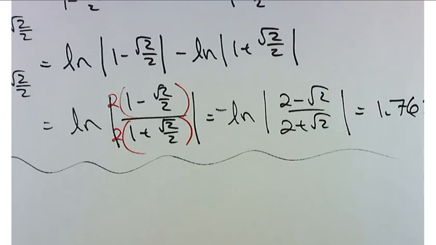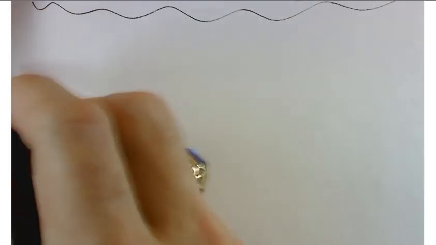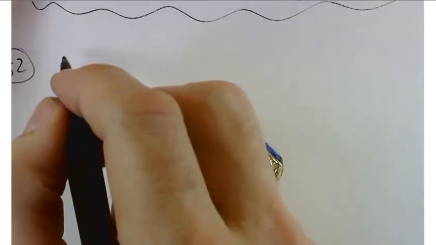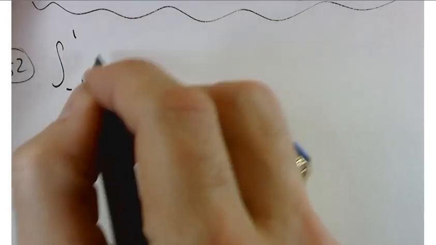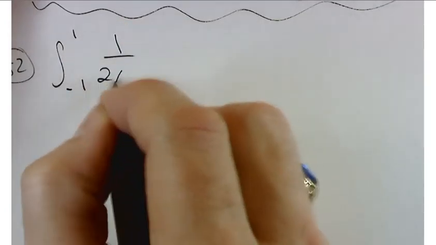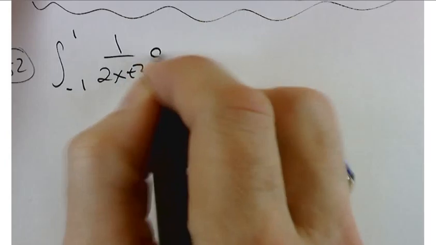Okay, I think we're done with that one. So let's take a look at problem 52. Maybe you should do problem 52. Just double check yourself on something. The integral from -1 to 1 of 1 over 2x plus 3 dx.